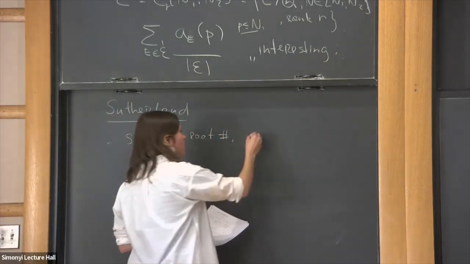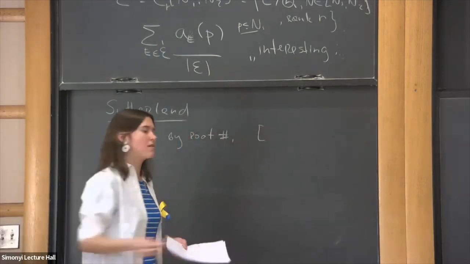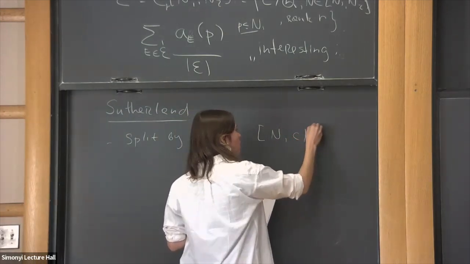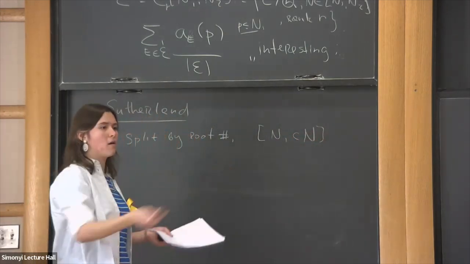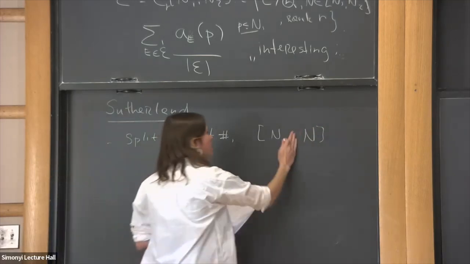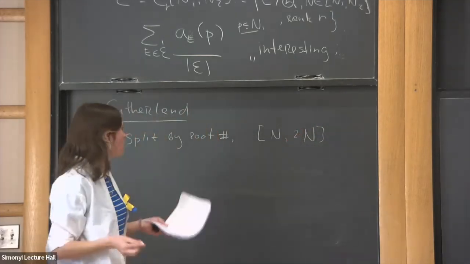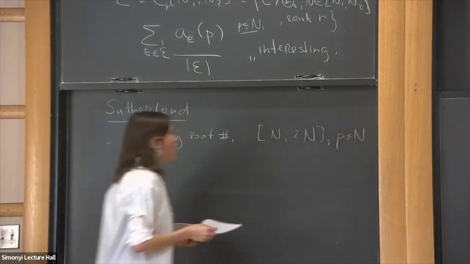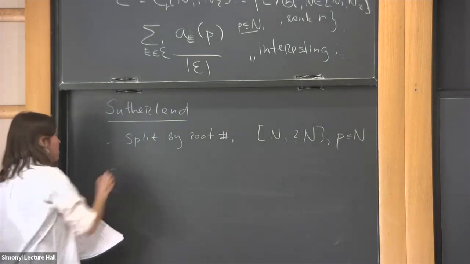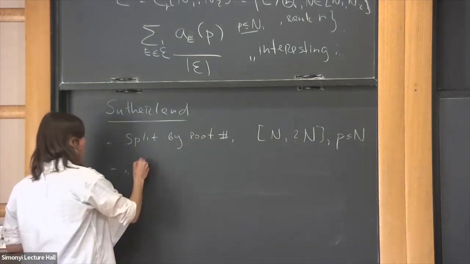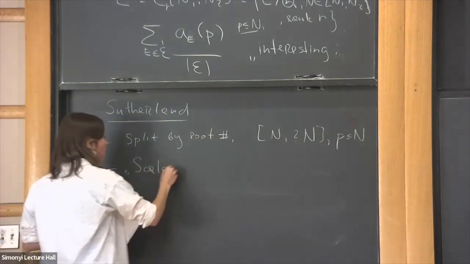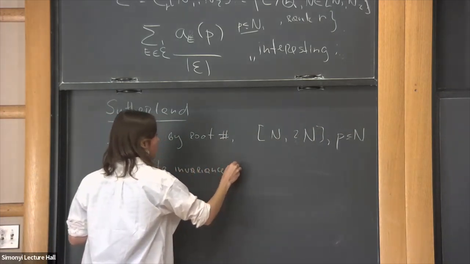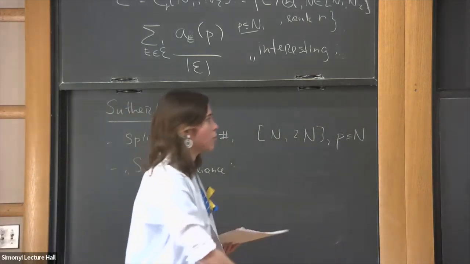And also, it turns out that the correct sort of interval to consider is a geometric one instead of an additive one. So we want to take an interval of the form n, comma, some multiple of n. So let's say n to 2n to be concrete, and look at primes up to n. Now, if you do this, an amazing thing comes out, which I'm going to call scale invariance.